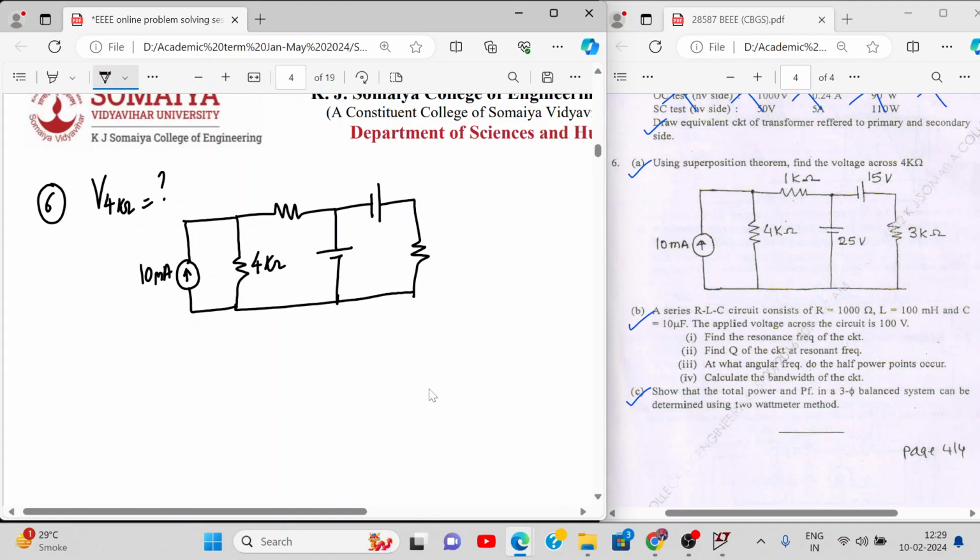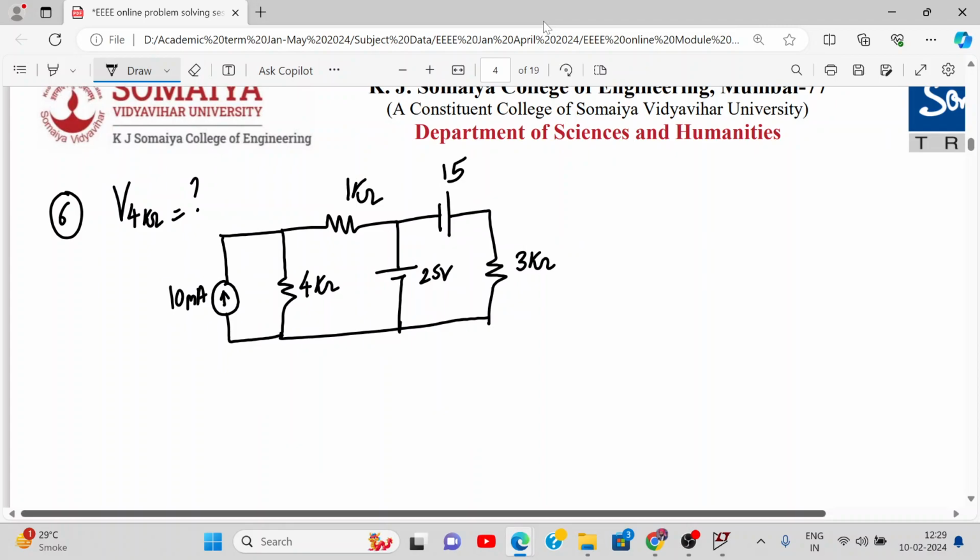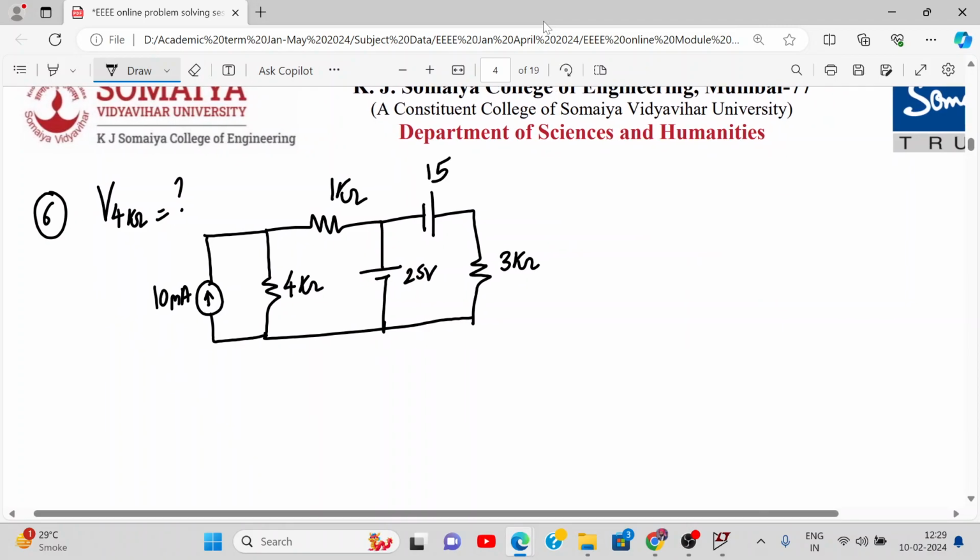Okay. Yeah. This is 3 kilo ohm. This is 25, 15, I of 1 kilo ohm, and this is 4. Okay, let me maximize this. Now we got the question. Okay, so what we cannot touch, this 4 kilo ohm we cannot touch.